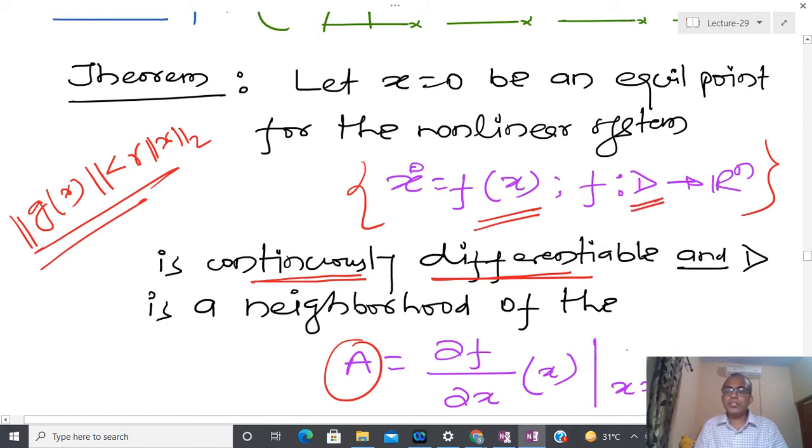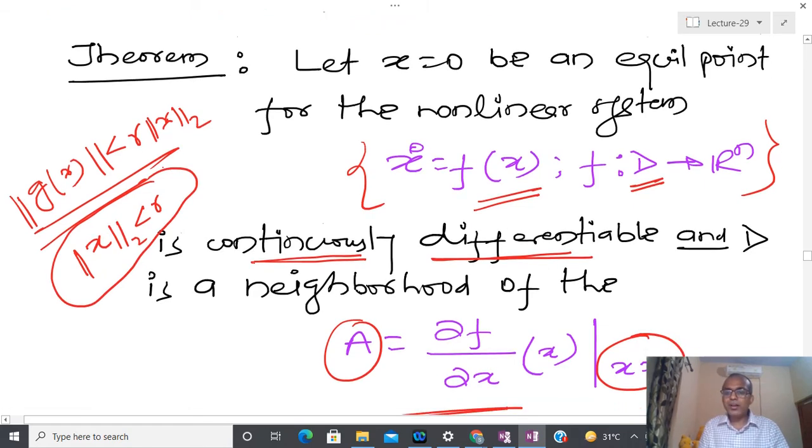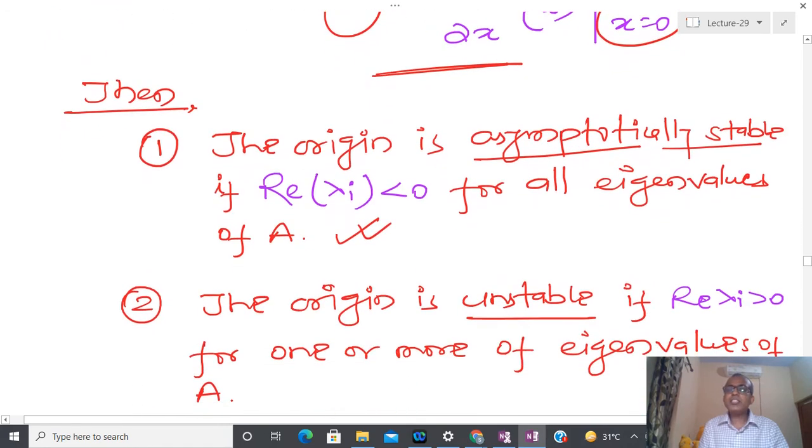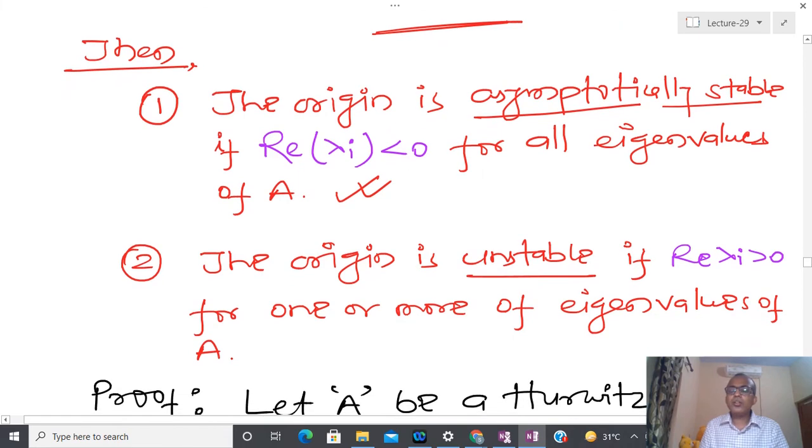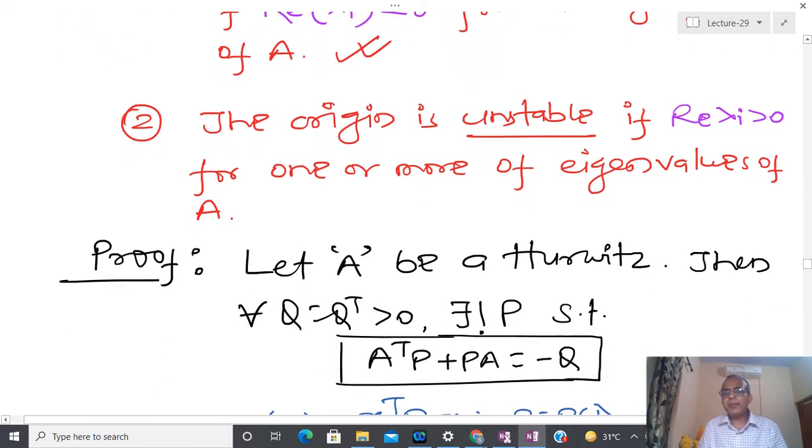So I am telling that for this nonlinear system, x equal to 0 is asymptotically stable, obviously locally, because I am in the vicinity of x equal to 0. Here I have two conditions: this kind of condition, and after that, the norm of x should be less than r. So whatever result I am talking about is only true in this particular region. In this region, the origin of the original nonlinear system is locally asymptotically stable, and I am taking the autonomous case. The origin is unstable if any one or more eigenvalues of A are greater than 0.